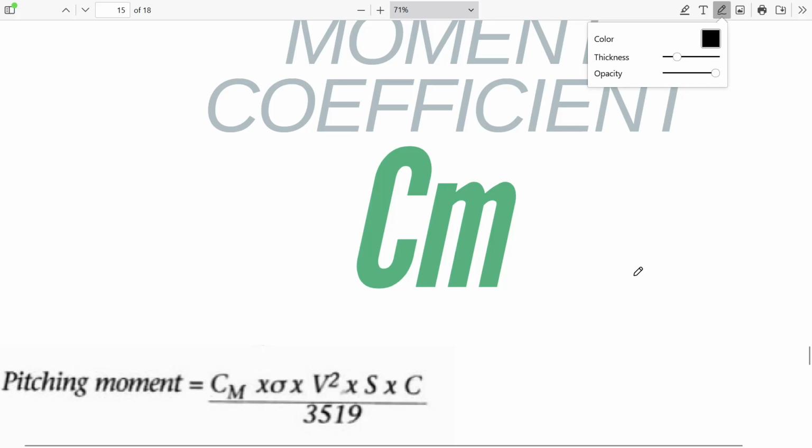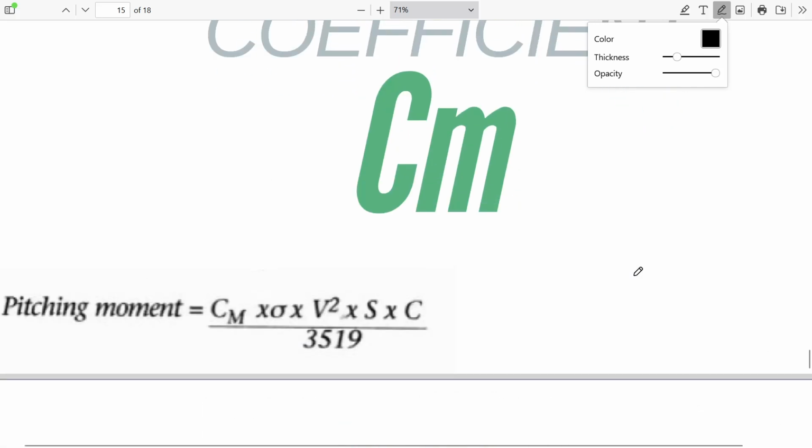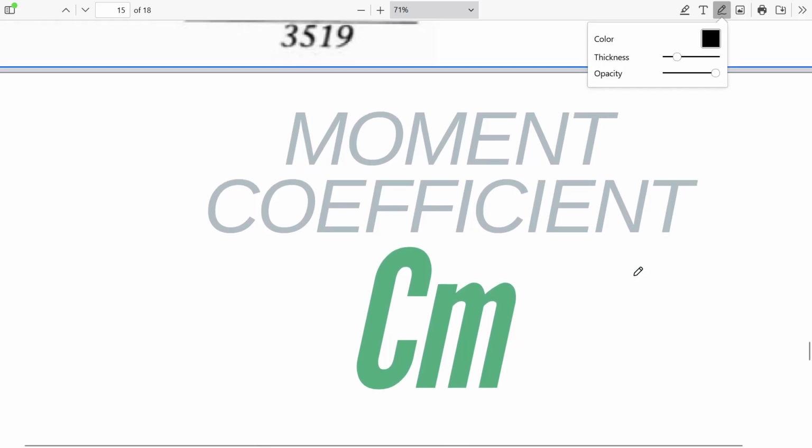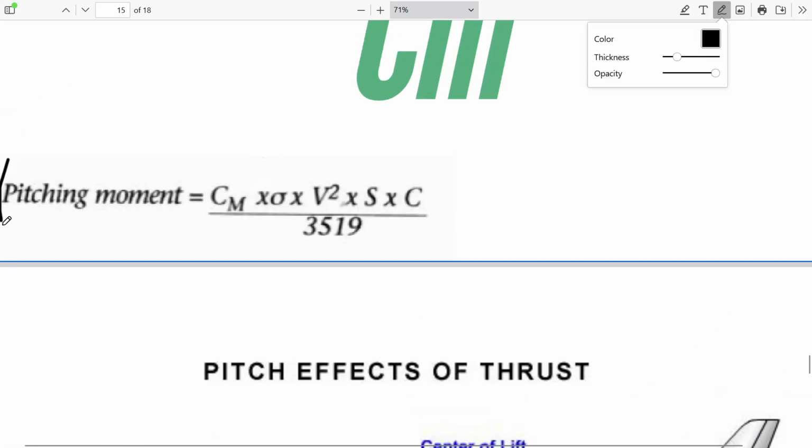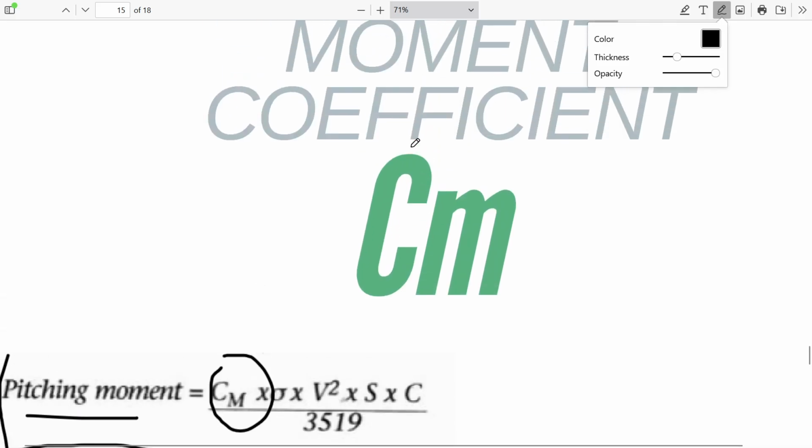As in the previous video, you might have seen a diagram where thrust and all the forces were acting upon the aircraft: lift, drag, thrust, and everything. So this is basically the formula. Again, I'm saying this: there is something called pitching moment, and it is directly proportional to Cm, which is the moment coefficient.